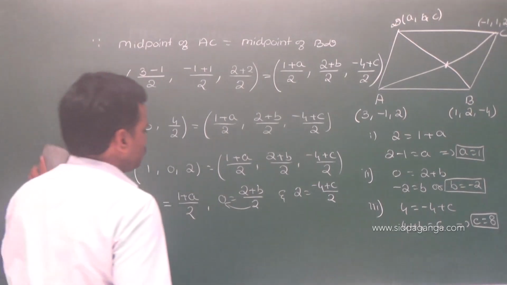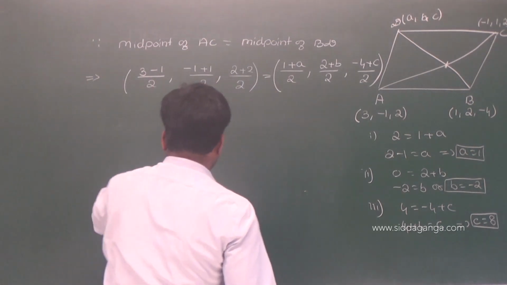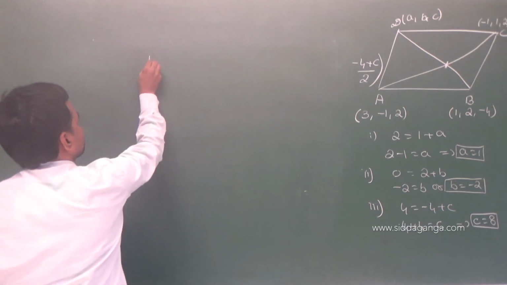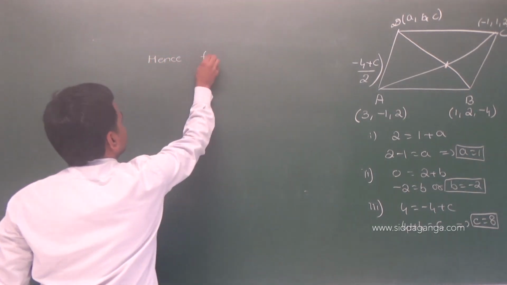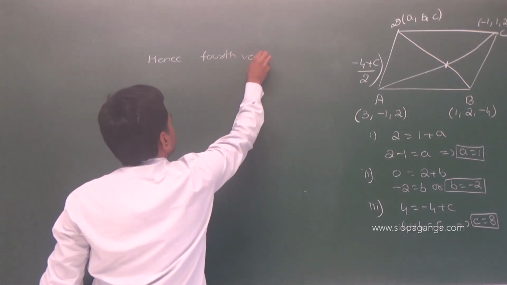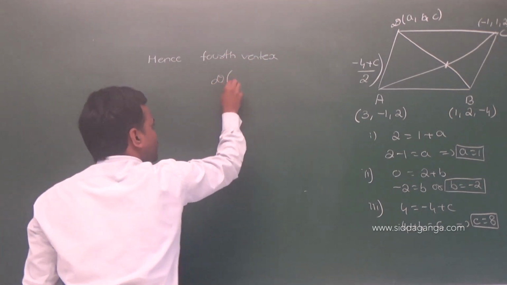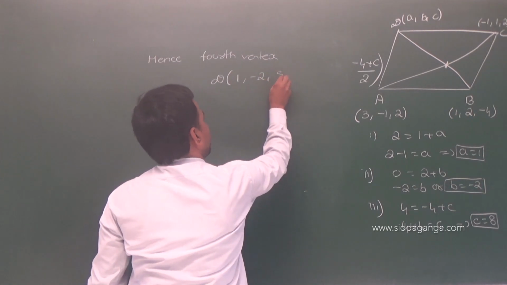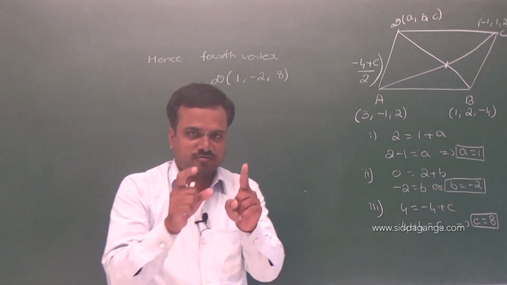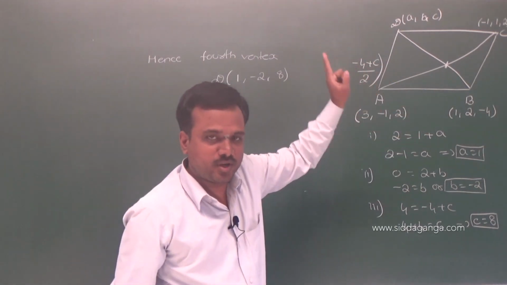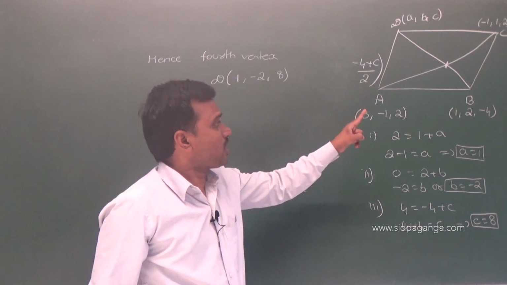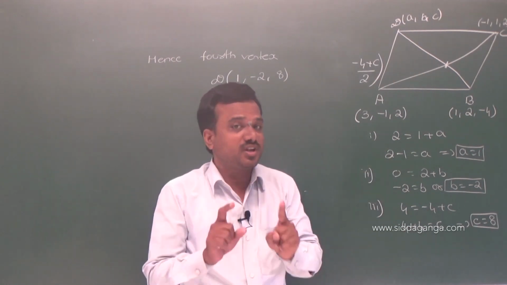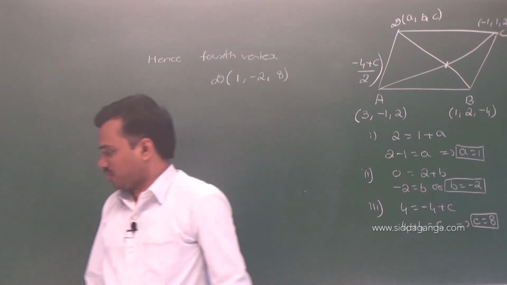Hence the fourth vertex D is 1, minus 2, 8. This is a very important problem. If three vertices are given, I solve by using the midpoint formula. In a parallelogram, the midpoint of AC is the same as the midpoint of BD. Is it clear? Understand? Okay. We take one more problem.